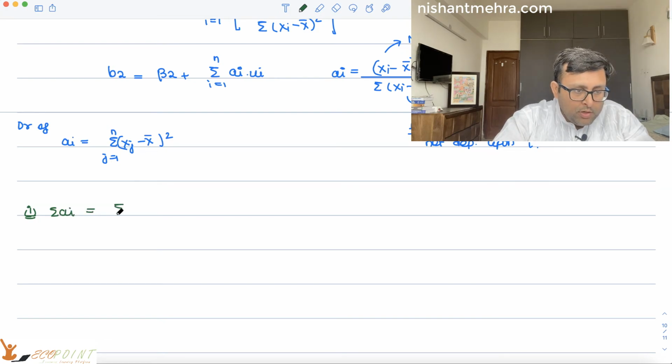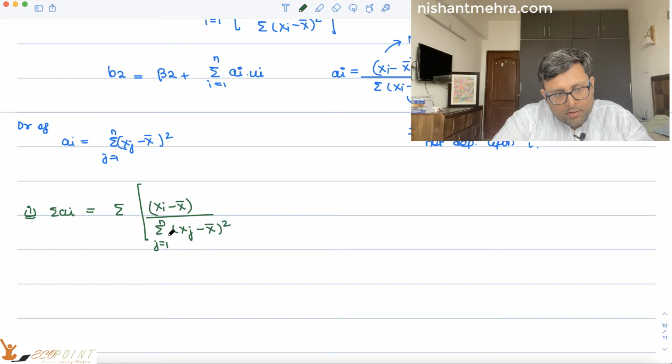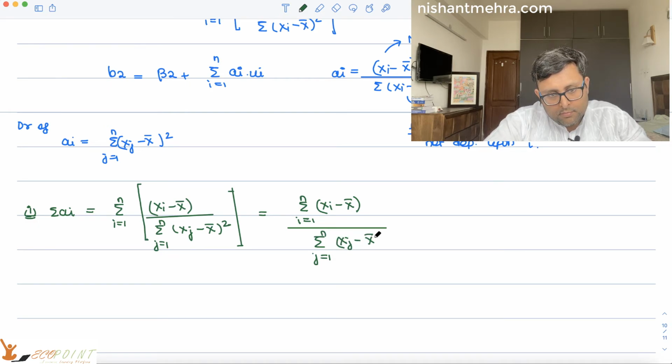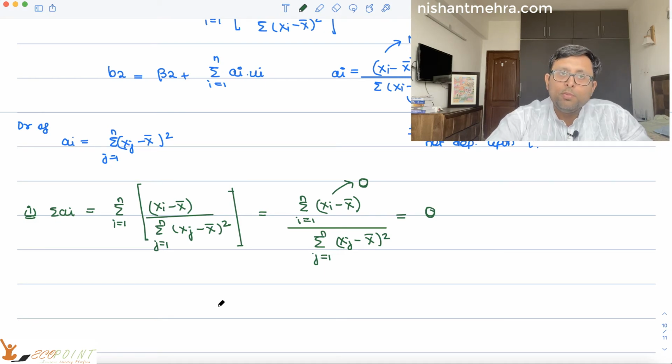Summation of ai is what? Summation of (xi minus x bar) upon summation of j starting from 1 to n (xj minus x bar) whole square, and it is, yes beta, so it is what? Beta, what is this? Sum of squared deviation, sum of deviations from mean, no? So this is equal to 0. This is equal to 0. You with me, beta?